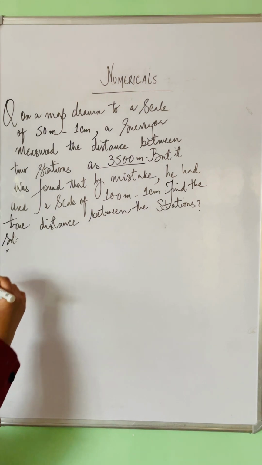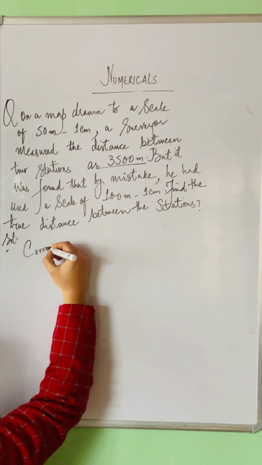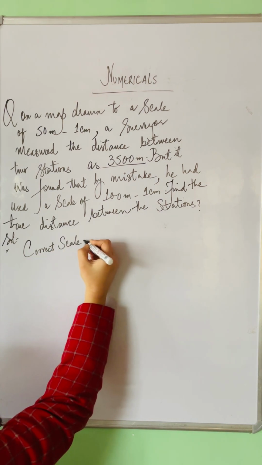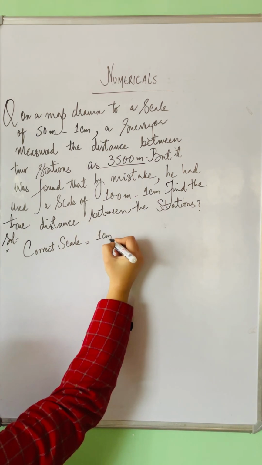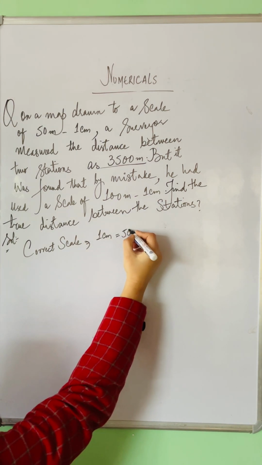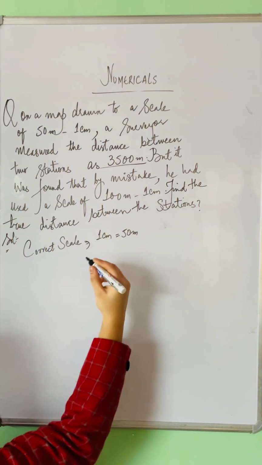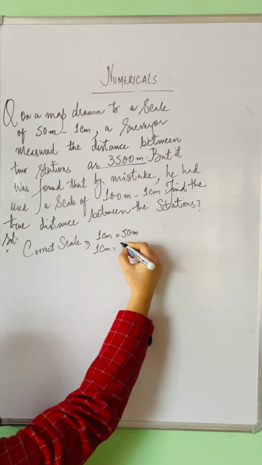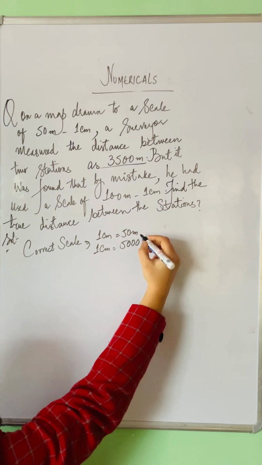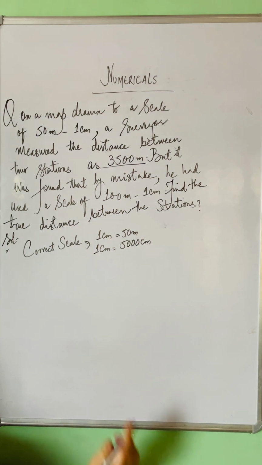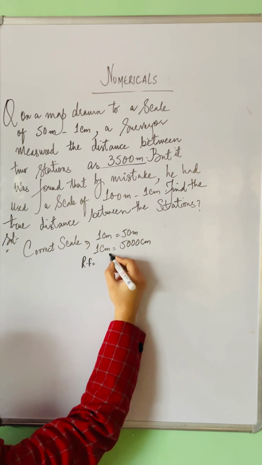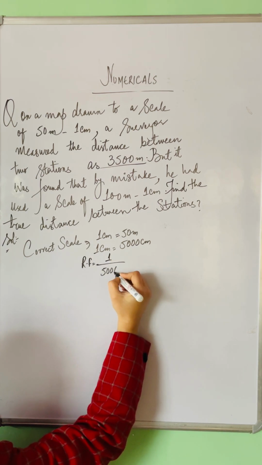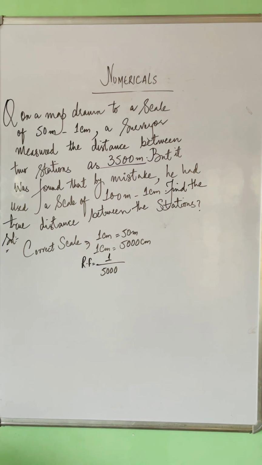What is the correct scale? One centimeter is 50 meters. That means 1 centimeter is 5,000 centimeter. Representative fraction 1 by 5,000. Right? This is the original RF or the correct RF.